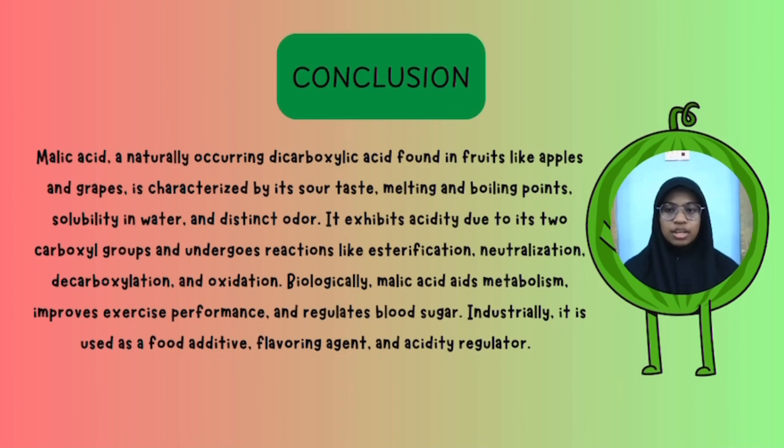In conclusion, malic acid, a naturally occurring dicarboxylic acid found in fruits like apples and grapes, is characterized by its sour taste, melting and boiling point, solubility in water, and distinct odor. It exhibits acidity due to its two carboxyl groups and undergoes reactions like esterification, neutralization, decarboxylation, and oxidation. Biologically, malic acid metabolism improves exercise performance and regulates blood pressure. Industrially, it is used as food additive, flavoring agent, and acidity regulator.